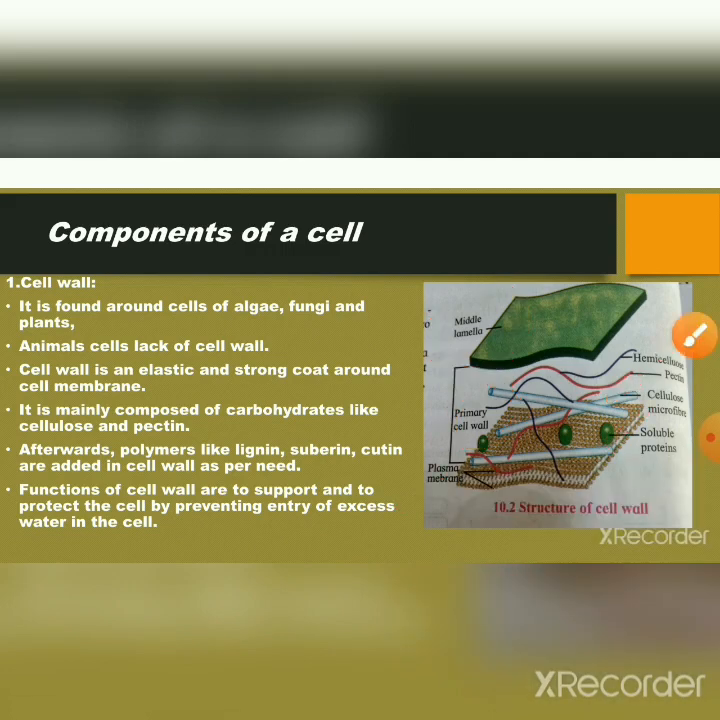The cell wall is found around the cells of algae, fungi and plants. Animal cells lack a cell wall. The cell wall is an elastic and strong coat around the cell membrane. It is mainly composed of carbohydrates like cellulose and pectin. Afterwards, polymers like lignin, suberin and cutin are added in the cell wall as needed. The function of the cell wall is to support and protect the cell by preventing entry of excess water into the cell.